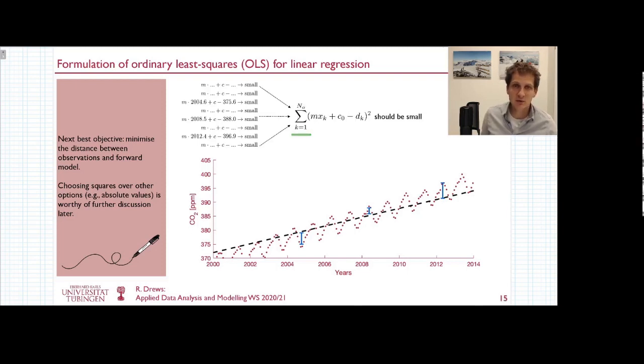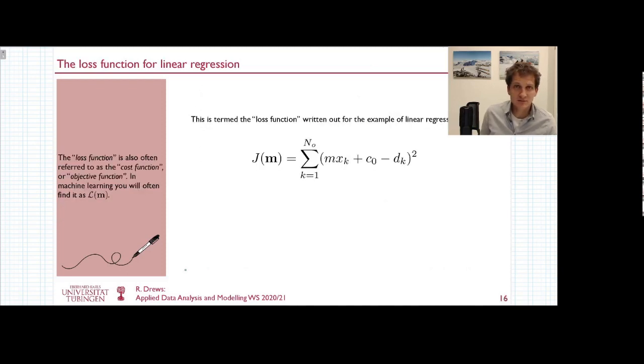Here we sum over all the observations that we have. And what do we sum up? Well, the difference between the model prediction and the observation at time xk. And we have to square that to avoid this averaging that we've just discussed previously. Okay, and this is the essence of the loss function.